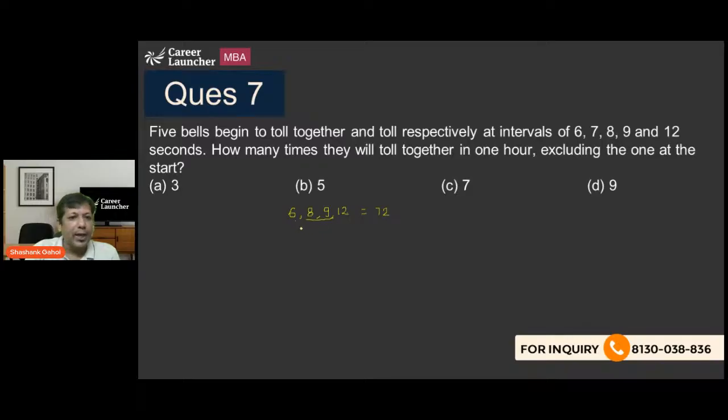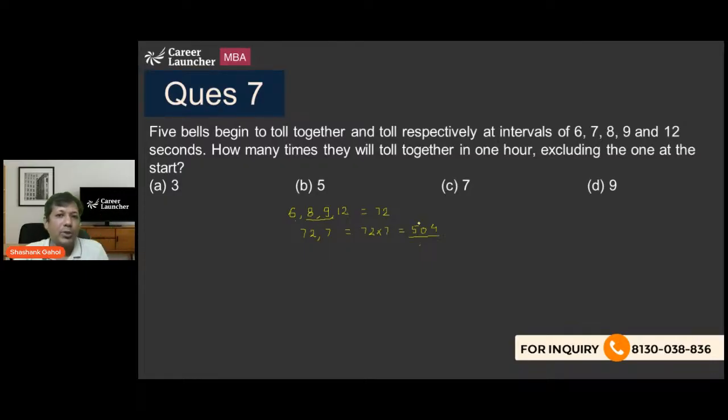Okay. Now I need to take the LCM of 72 and 7. Now, what is the HCF of these two numbers? That is 1. So if the HCF is 1, then the LCM is going to be the product of the numbers. So this comes out to be what? 7 2s are 14, and 7 7s are 49. So 504 seconds. So basically, after every 504 seconds, they are going to ring together or toll together.